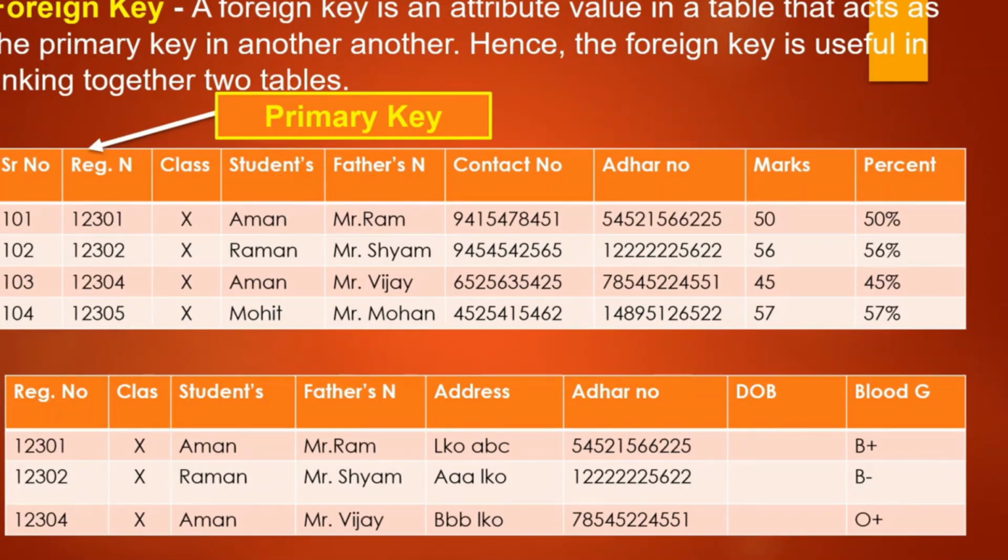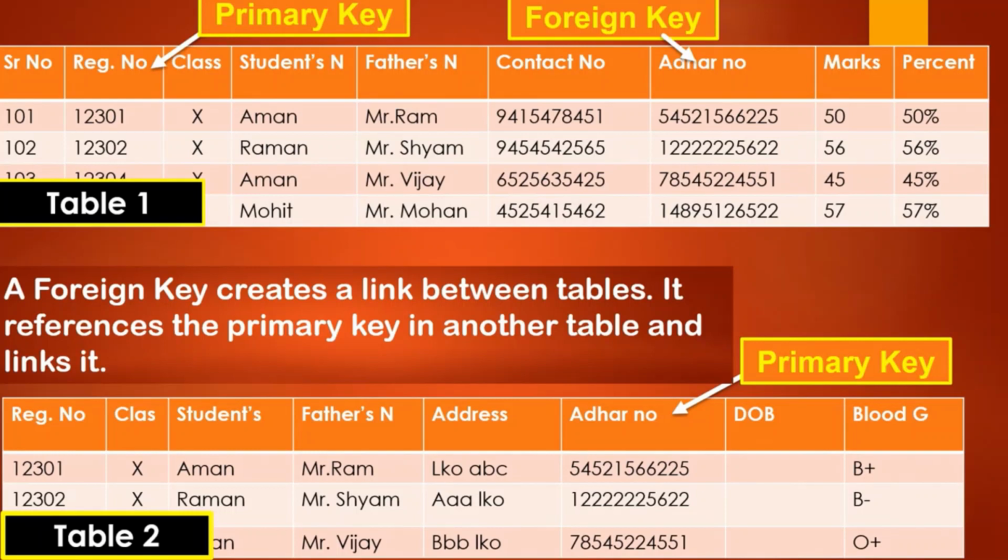Yes, now you can see here the foreign key is an attribute value in a table that acts as the primary key in another table. Okay, and this foreign key is especially used for linking. Let's have an example. See, here you can see two tables, table 1 and table 2.